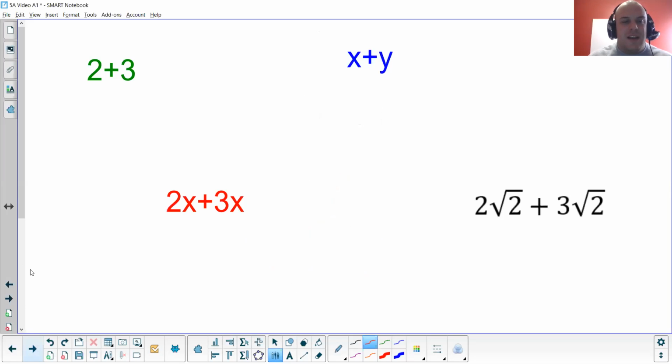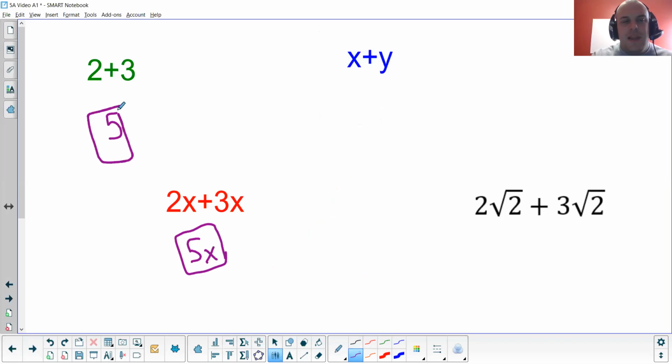We can combine certain things together that are similar to each other. For example, 2 plus 3, we can combine together, say it's 5. 2x plus 3x, we can combine together and say it's 5x because they're both the same inside. But if you're dealing with x plus y, you can't combine it. They're two different variables. They are not like terms. The only time we can combine things is when the roots inside are exactly the same. So like 2 square roots of 2 plus 3 square roots of 2 is 5 square roots of 2.